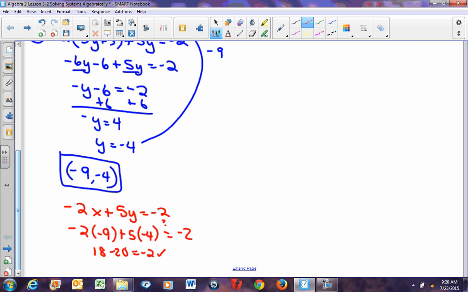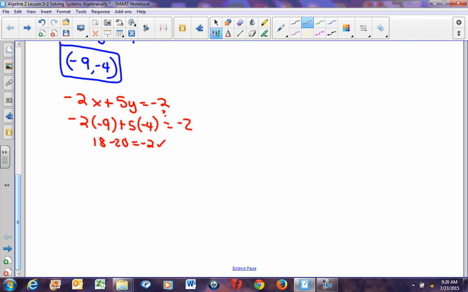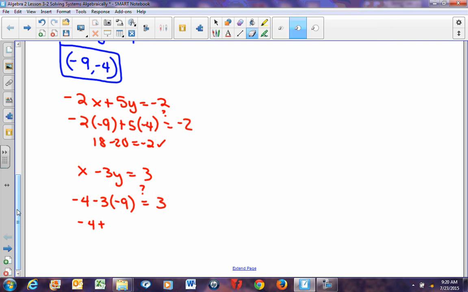Now we have to make sure that it checks for the second equation as well. So let's plug in the second equation, which was x minus 3y equals 3. Again, plug in -9 and -4, so x is -9 minus 3 times -4. That's supposed to equal 3. So I have -4 plus, oops, let's plug it in the right way.